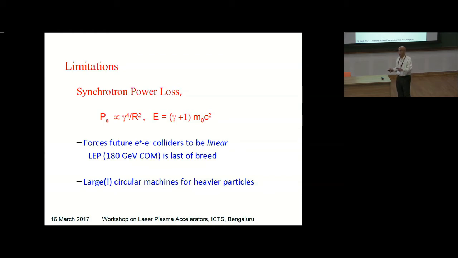So new electron-positron colliders will be linear colliders, what people are thinking about. Because the power radiated goes as gamma to the power 4 and inversely as R squared. So as the energy increases, gamma increases, it keeps radiating very large. And the only way to keep the power low is to keep a very large R. So it will be increased.